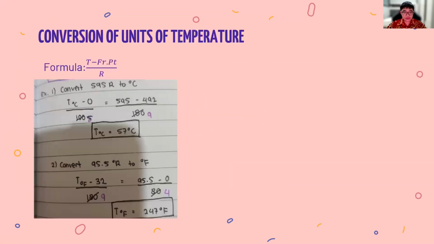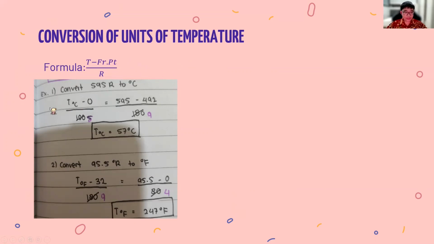For the conversion of units of temperature, we usually use the formula which is equal to the temperature minus the freezing point over the range. So if we need to convert from one temperature unit to another, we use the formula of temperature minus freezing point over the range equals to the temperature of the other unit minus the freezing point over the range.